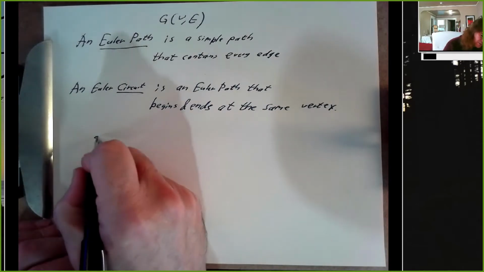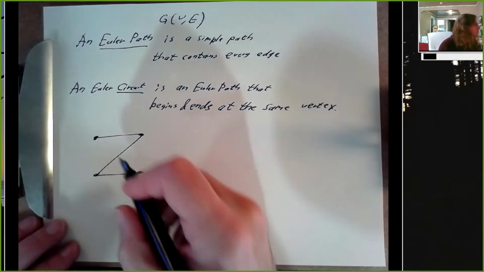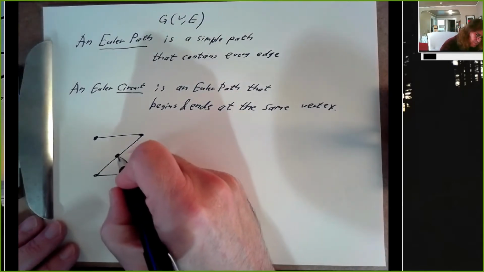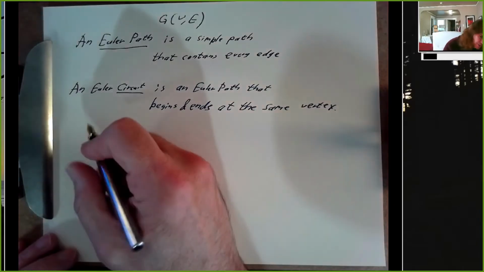So let's look at some examples. So is there a path we can make through this graph that covers every single edge and doesn't have to go back over an edge more than once? And we're not specifying where we have to start or where we have to end for an Euler path. We simply need to hit each edge once. Okay, so people are saying yes.